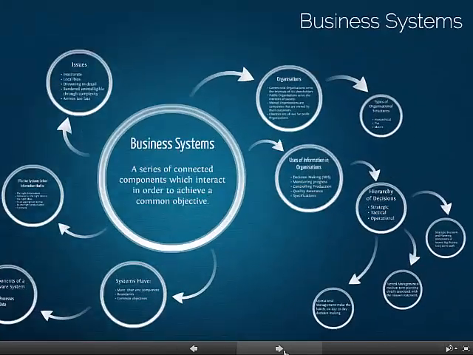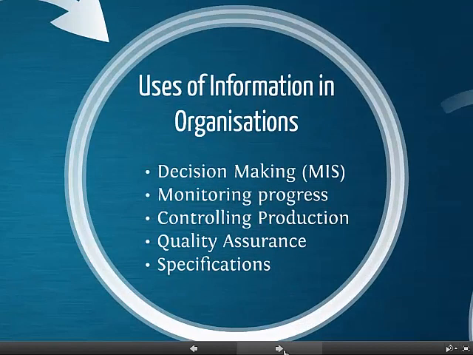Moving on, what's information used for? Well, any number of things inside an organization. Making a decision is an obvious one. I've included the word MIS, Management Information Systems, a big consumer of business systems. Just finding out how it's going. Where are we at the moment? Controlling the production of whatever it is the organization is producing or handling. Ensuring quality, producing specifications, a plethora of things.